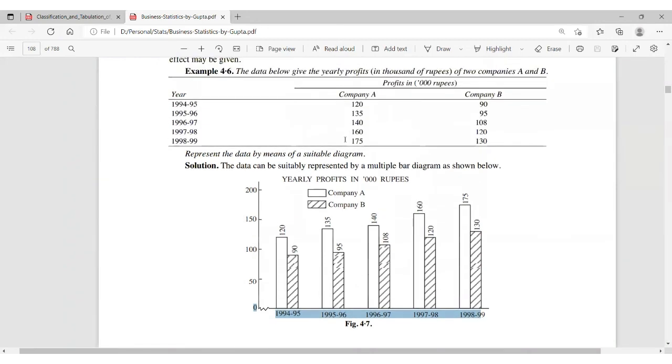See, for company A, 120 in 1994, we make a rectangle at 120. For company B it's 90, so in a similar way we make a rectangle at 90. For company A we keep it blank and for company B we make a line pattern, to show the difference between these. In a similar way we make the diagram for 95, 96, then 97 and so on.